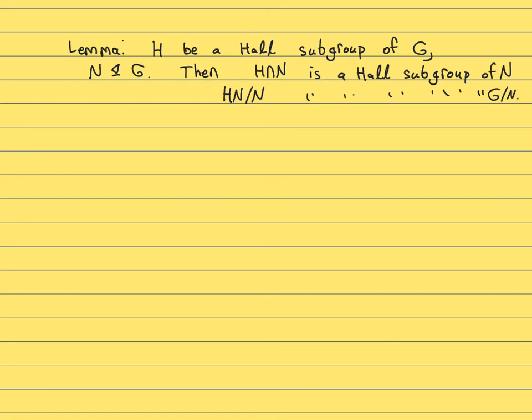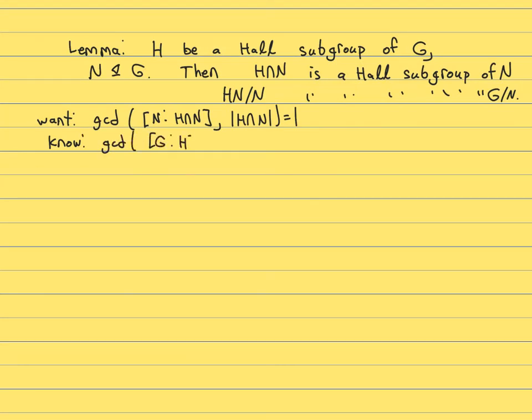So what do you have to do in order to prove this? Well, what are you checking? You want to check that the GCD of the size of H intersect N and its index in N, and the size of H intersect N is 1. That's what we want. What do we know so far? That the GCD of the index of H in G and the size of H is 1.